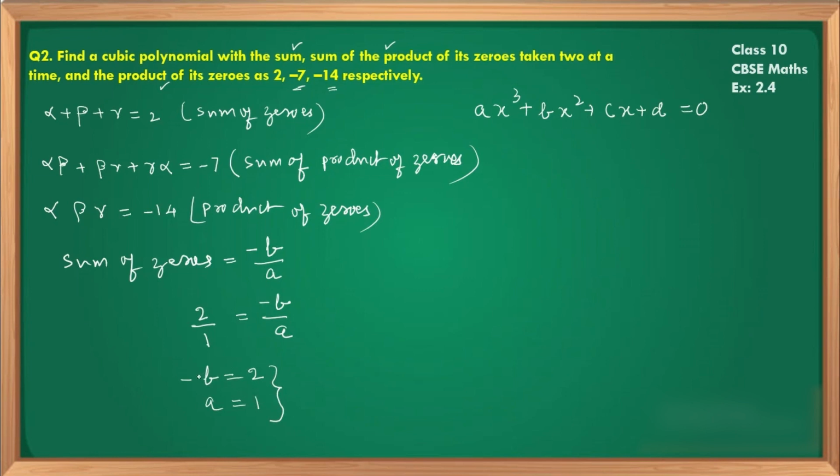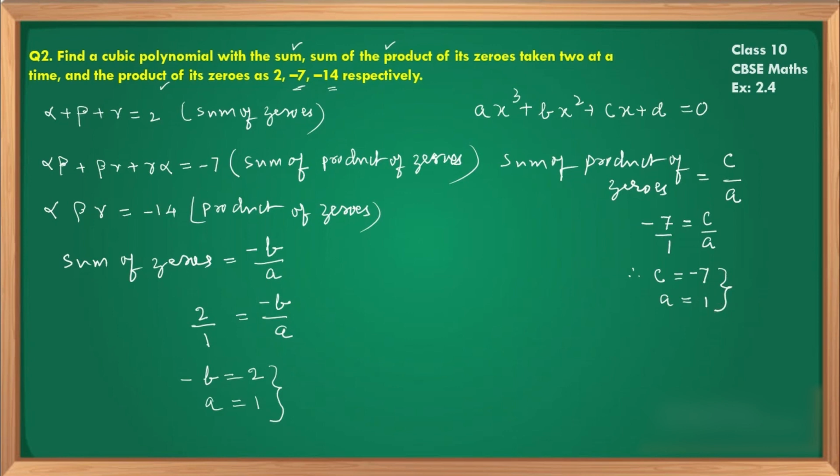Now we'll move on to the sum of product of zeros. That is equal to c by a. Sum of product of zeros is equal to minus 7, and that is equal to c by a. In the denominator you don't have anything, so you can put 1. Now here the value of c is equal to minus 7 and a is 1. You can observe that a is equal to 1 here also, and a is 1 in the first case also.